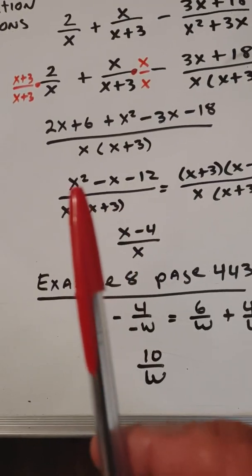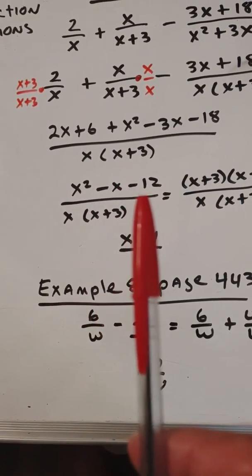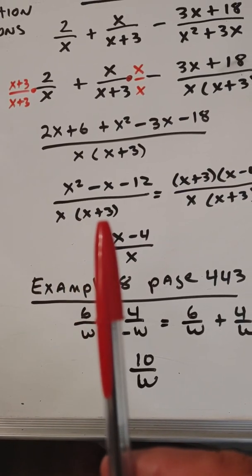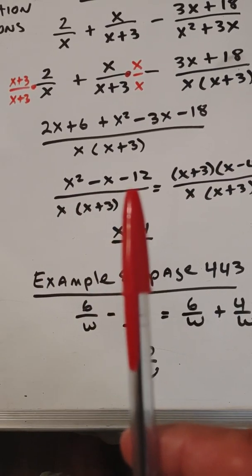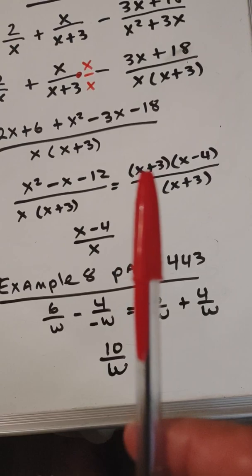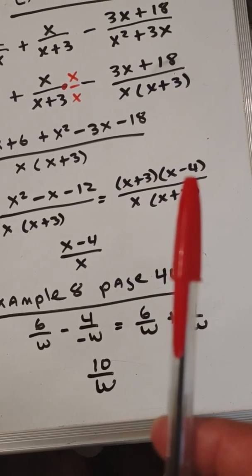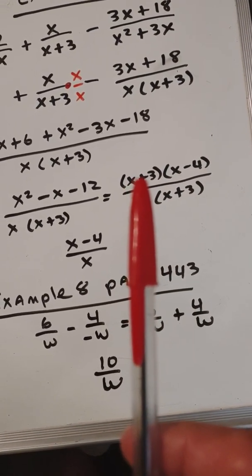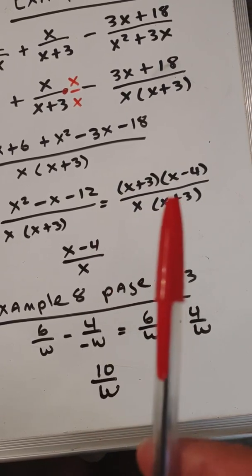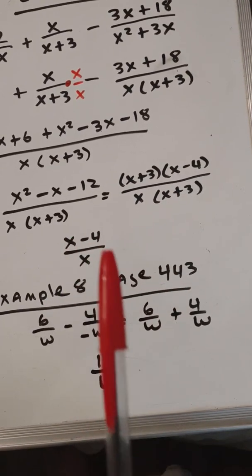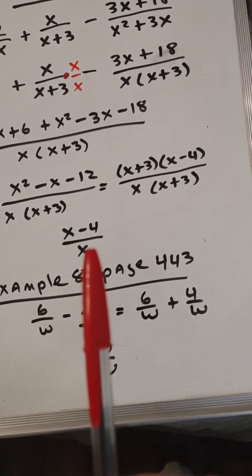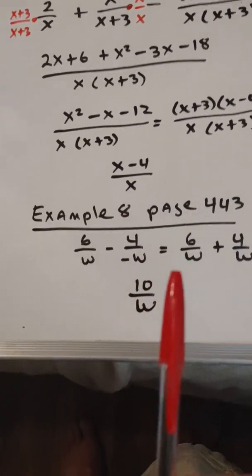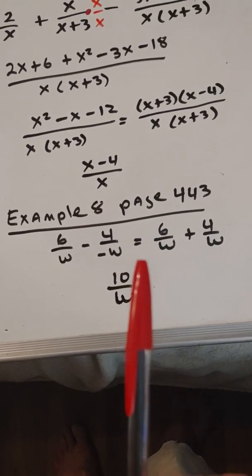If we combine like terms, we get x squared minus x minus 12 over x times x plus 3. This is a trinomial that can be factored. It factors into x plus 3 times x minus 4. We have x plus 3 on the top and the bottom, so they become 1. So our final answer is x minus 4 over x. Here's example 8, page 443.